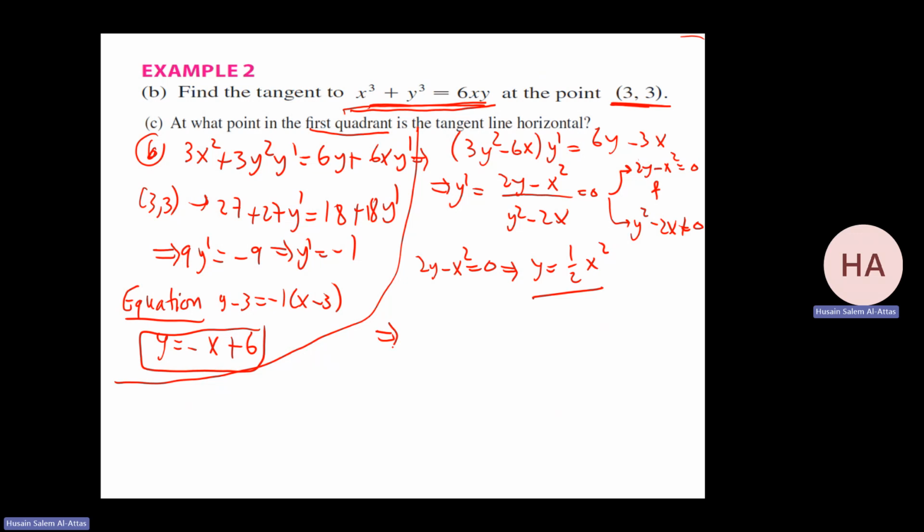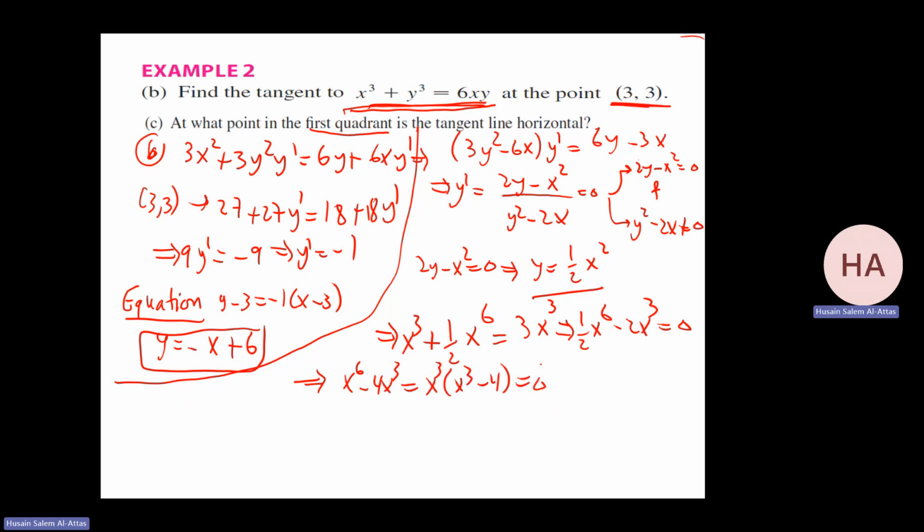So I'm getting what? x cubed plus half x to the power 6 equals 6x, if we have, that will be 3x cubed. So I have what? Half x to the power 6 minus 2x cubed equals 0. So I can take x cubed, multiply by 2, make it easier. x to the power 6 minus 4x cubed. I can take x cubed, half x cubed minus 4 equal to 0. So I have x equals 0, or x equals cube root of 4.